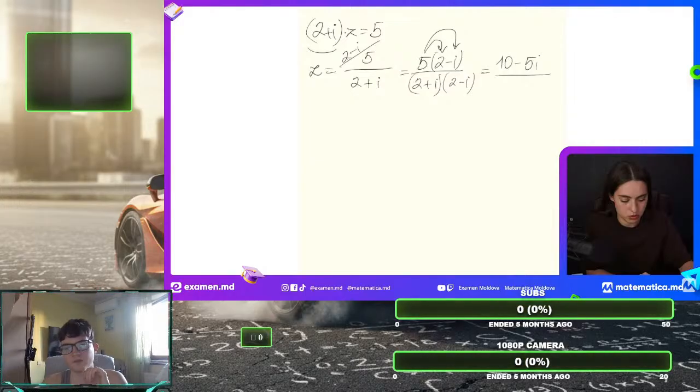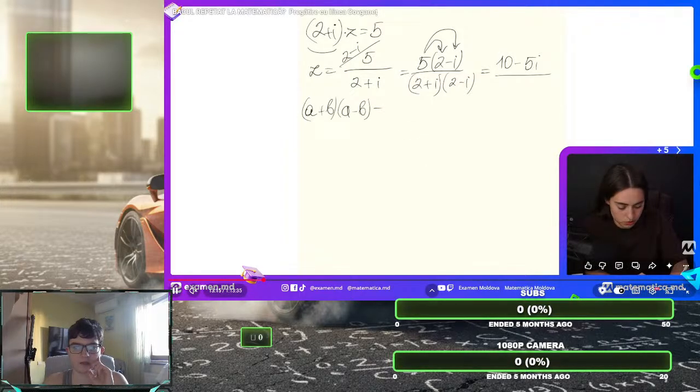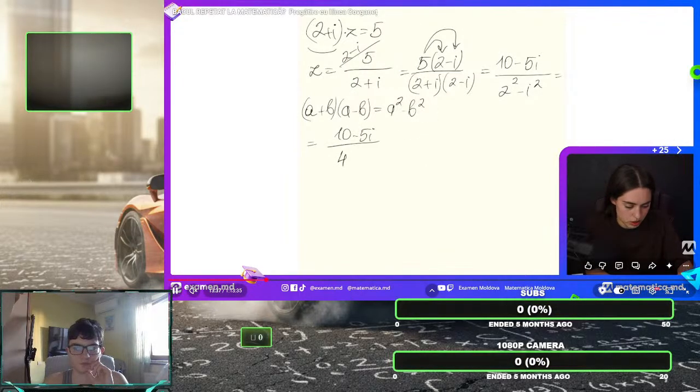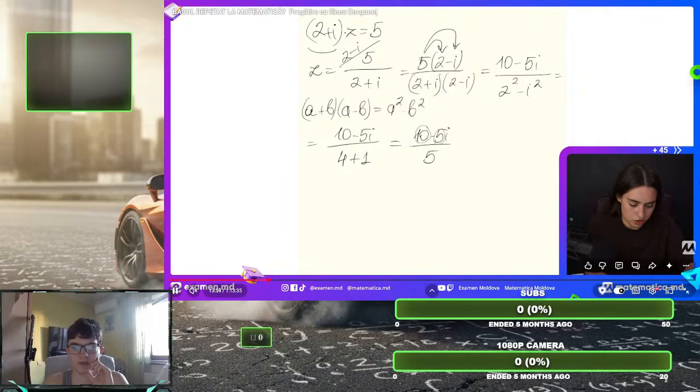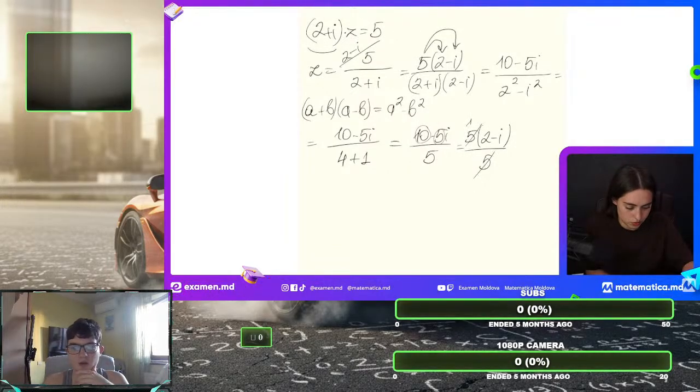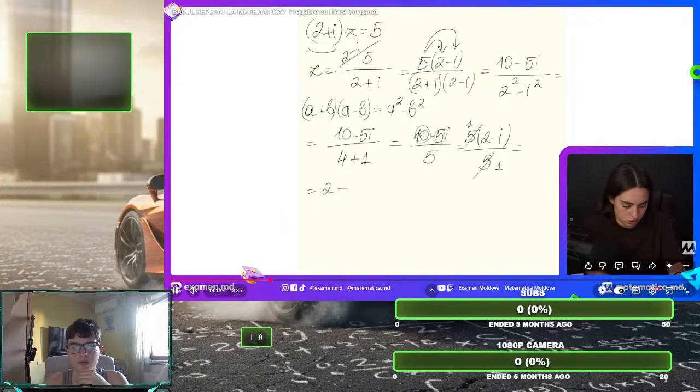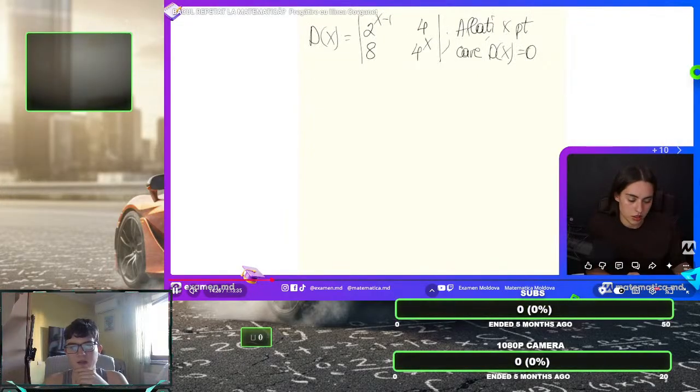Okay, so this one is actually quite easy. It's going to be 5 below, and then I'm going to split it. It's 10 divided by 5 minus 5i divided by 5. So we're going to have 2 minus i. That's it. Z is 2 minus i. You can just factor it out if you want. That's the way. So Z is 2 minus i, and that's it.